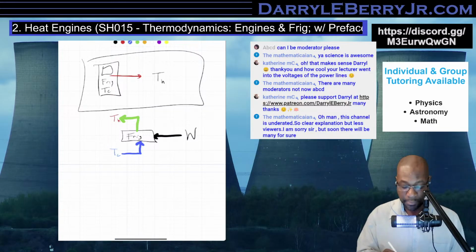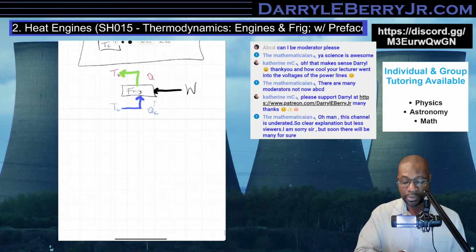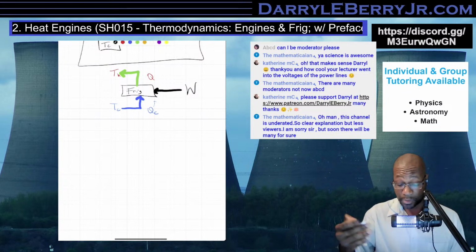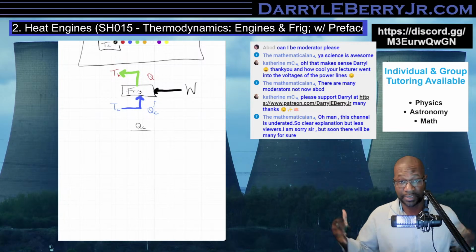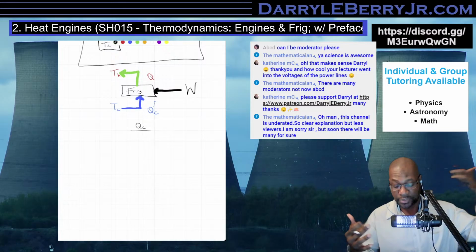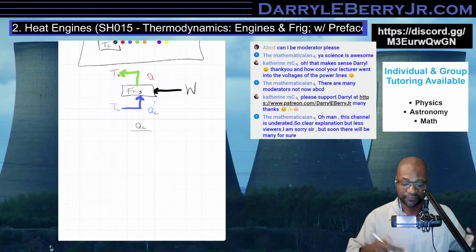So now we have our QC, which is going this way. We have our QH, which is going that way. Earlier the benefit was work. Now the benefit is going to be the QC, meaning, of course, when we have our refrigerator, or an air conditioner cooling the room, the benefit is that we're cooling our house.